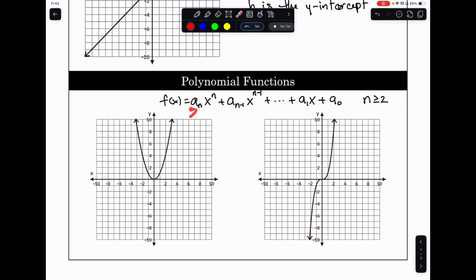Now, if this number was negative, then the right side will go down and the left side will go up, assuming again that this number is going to be an odd number. Okay, so there, just a very quick review of both linear and quadratic functions.